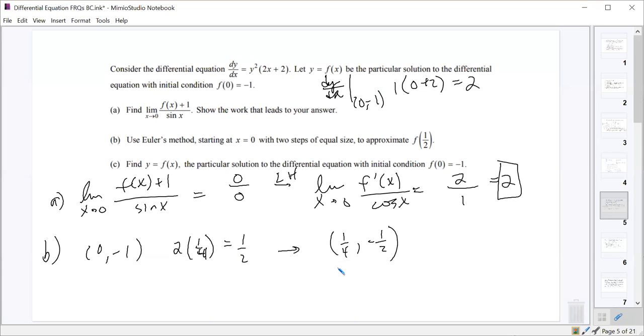Everybody good with the first half of that? Hopefully.